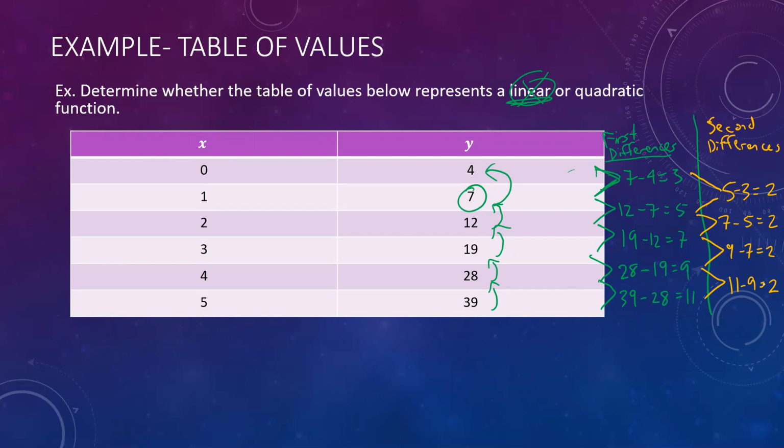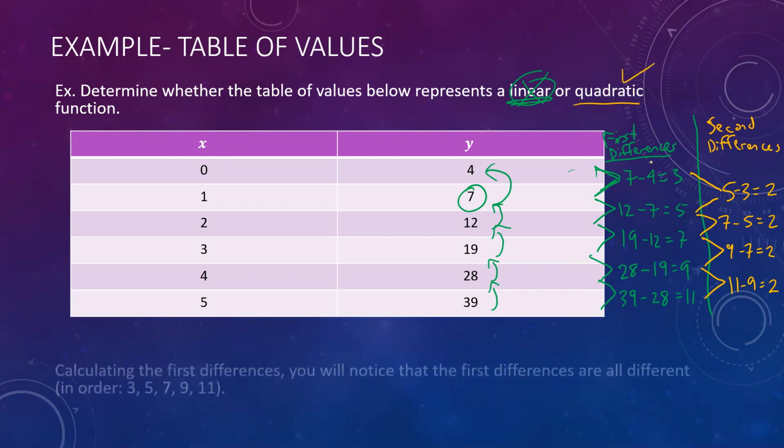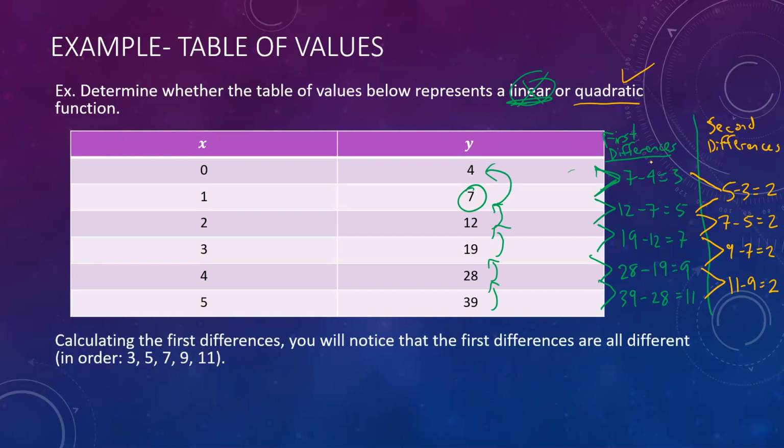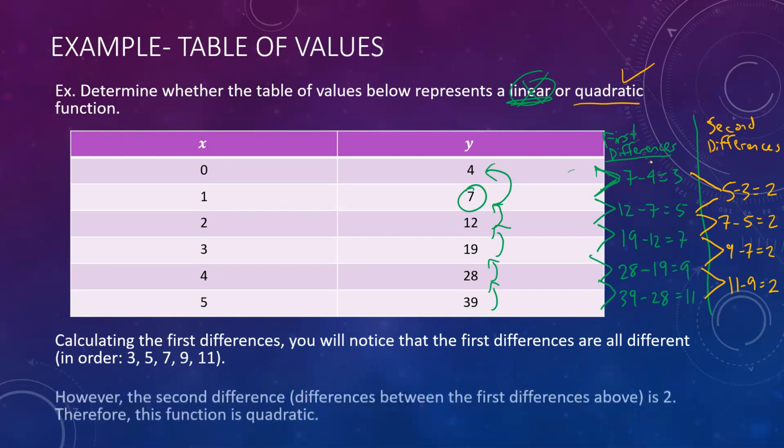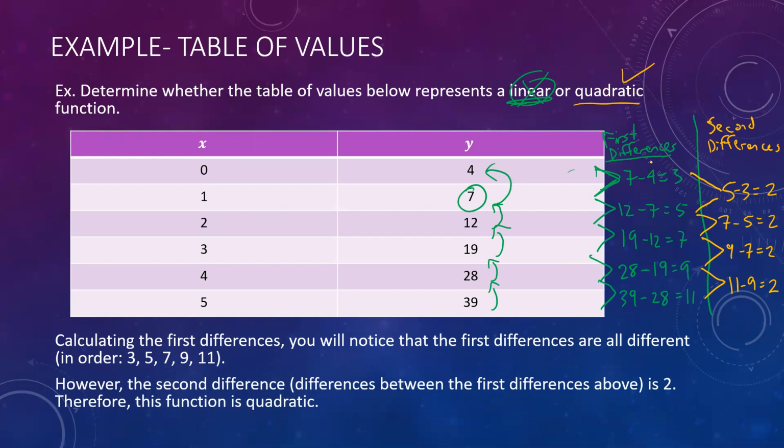So this is obviously going to be a quadratic function because the first differences are not the same, but the second differences are. So looking at this, again, this is just kind of showing you the answer. We can calculate the first differences we saw were 3, 5, 7, 9, and 11, which means that it's not linear. And then we notice that the second differences were all the same. So this is definitely a quadratic function.